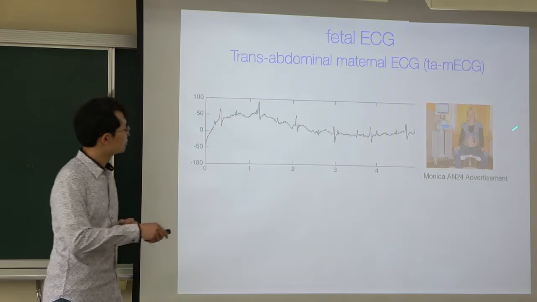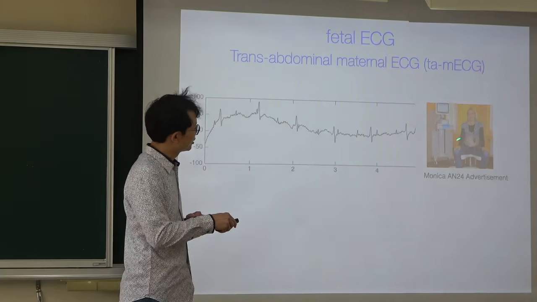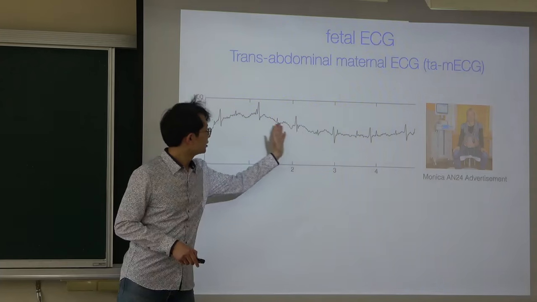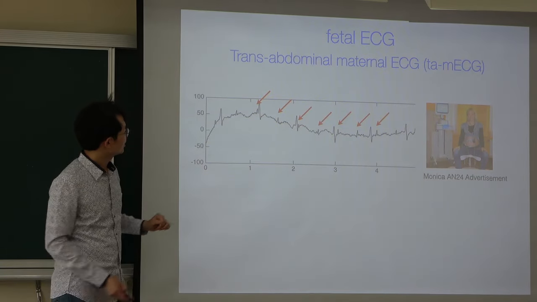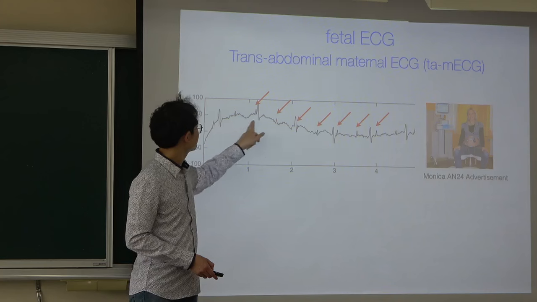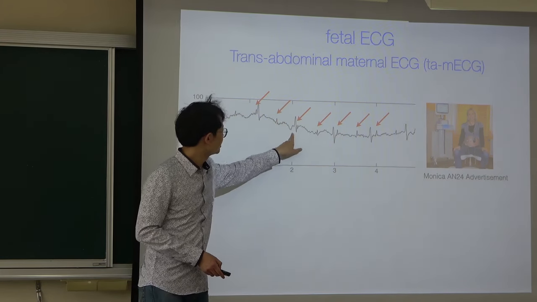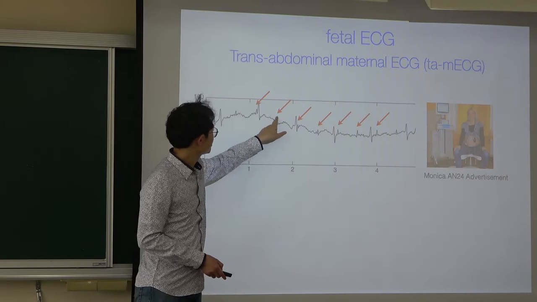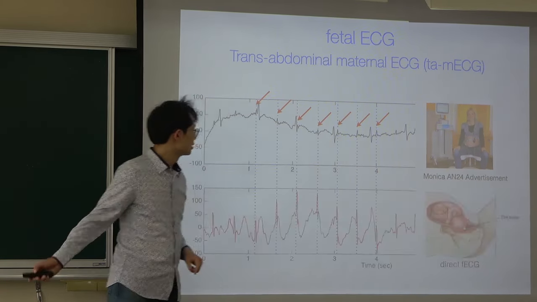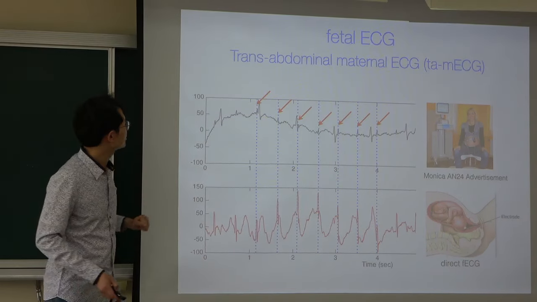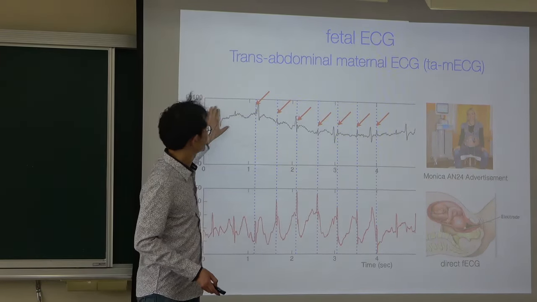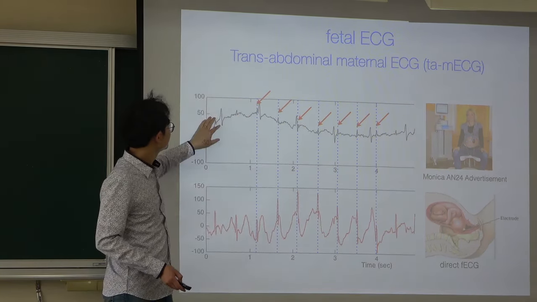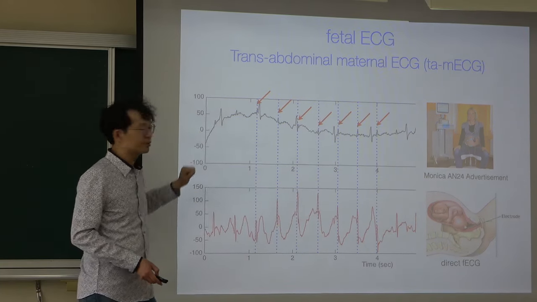What you can do is put an ECG lead on the pregnant woman's abdomen and record the ECG signal. In this ECG signal, if you pay attention, you will see some big spikes. Those are maternal ECG, maternal heartbeats, and there are small beats. Those small beats are fetal ECG. And our goal is to decompose this transabdominal ECG signal into fetal ECG and maternal ECG.